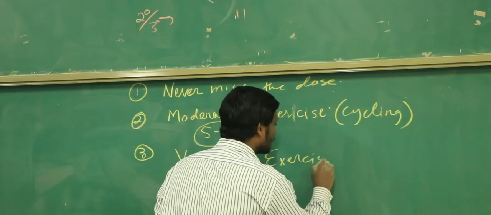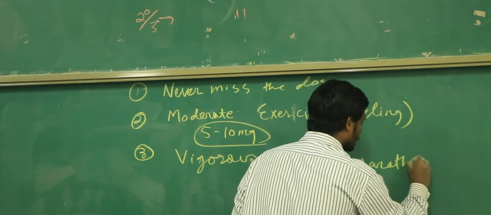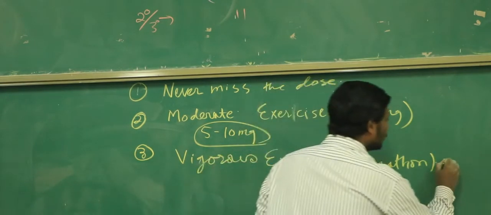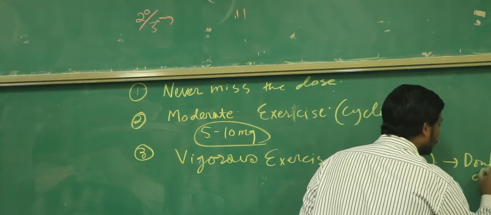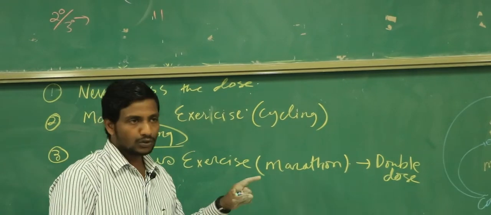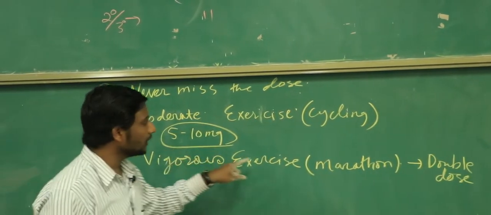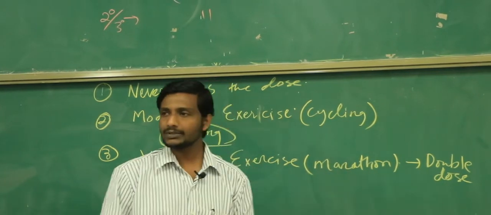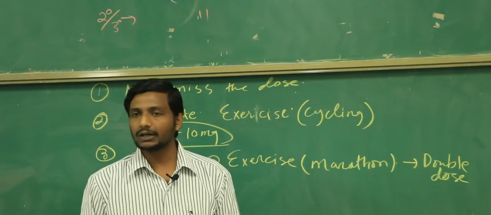So in this kind of situation you must know that we must double the dose. Never forget, we are talking about the glucocorticoid, we are not talking about the mineralocorticoid. So the glucocorticoid should be increased by 5 to 10 milligrams for moderate exercise, and the glucocorticoid should be doubled for vigorous exercise. So if he is taking 30 milligrams, now he should be taking 60 milligrams before he begins his vigorous exercise.